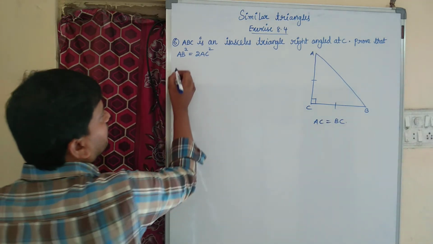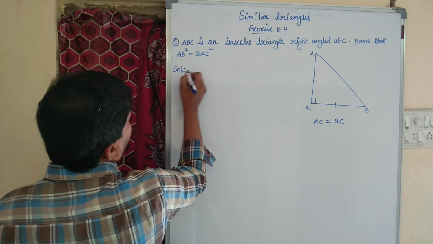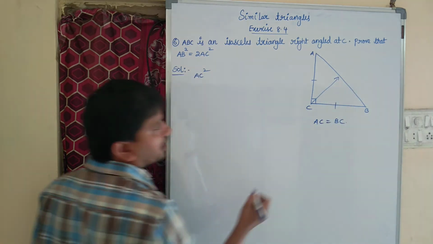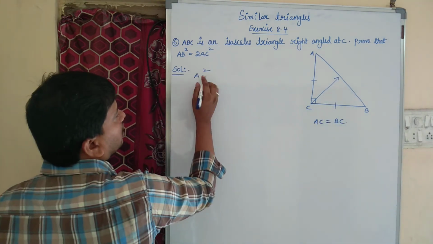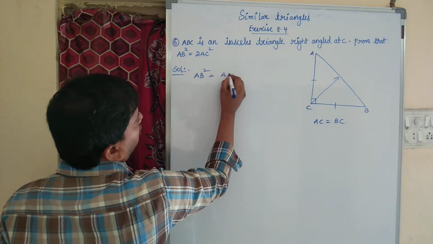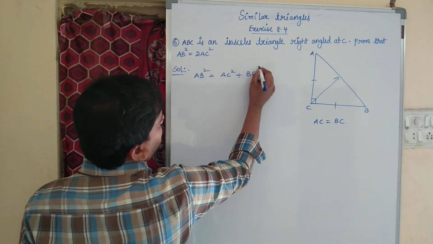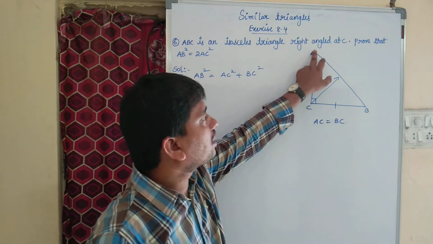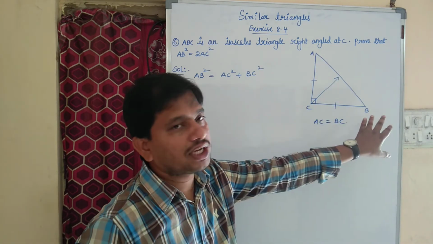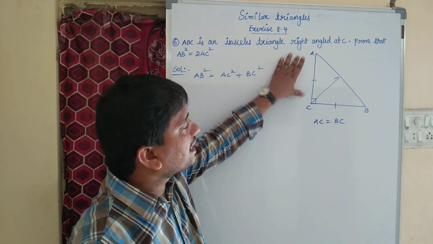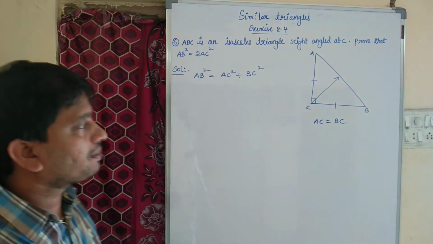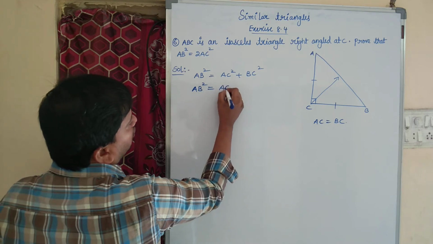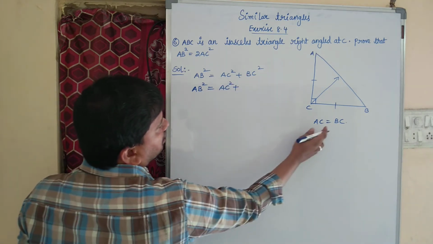As it is given, ABC is an isosceles triangle. So right angle is at C. The side opposite to right angle is AB. AB square equal to AC square plus BC square. Here right angle is at C. The side opposite to right angle is AB. So hypotenuse is AB. AB square equal to side square plus side square, AC square plus BC square. So AB square equal to AC square plus BC square.